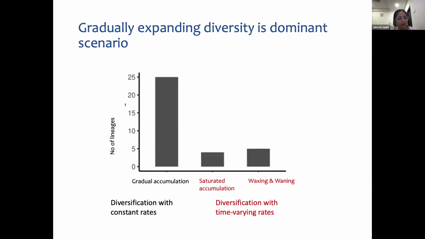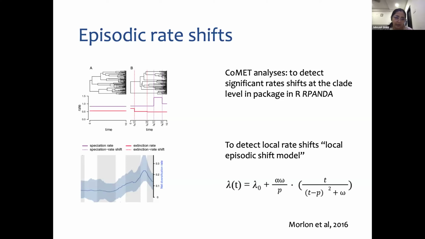And what we found is that most of the lineages showed gradual accumulation, and few lineages showed both saturated and waxing and waning. However, we know that lineages can also have episodic rate shifts. So we performed a Comet analysis for that. But Pragyadeep also wrote a small function to detect local episodic rate shifts within a lineage. And we fitted both Comet as well as his function to all these 34 lineages.